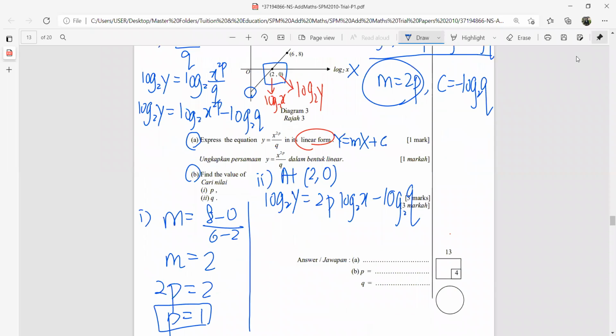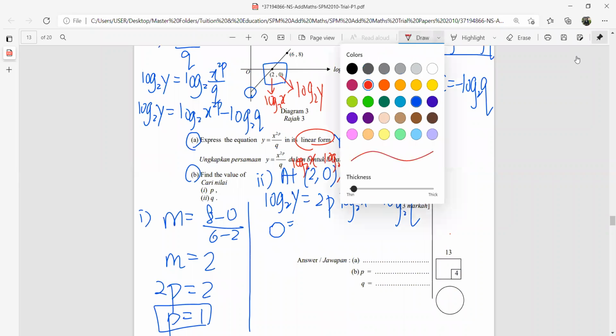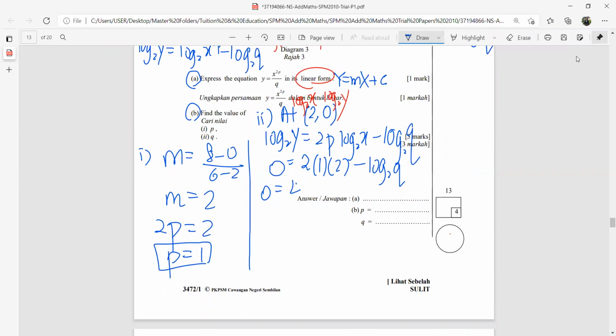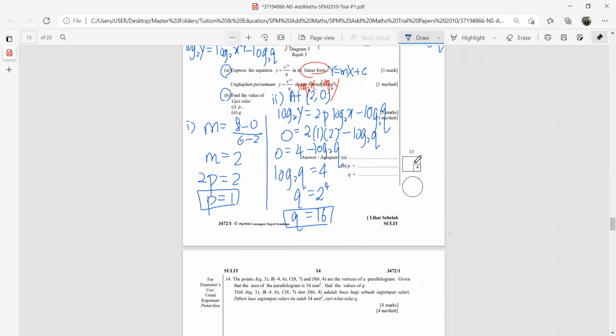Now log Y is directly replaced with 0. You don't go and substitute X into here too. No. This is holding log X. The log Y coordinate, so log Y is replaced with 0. Your P is 1. Log X is 2. And can you solve Q? Of course. Continue. Rearrange or shift one by one. Oh, Q equals 2 to the power 4. Answer 16. Do you see the answer directly?